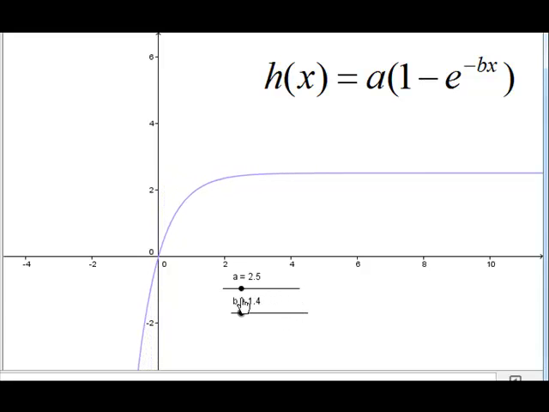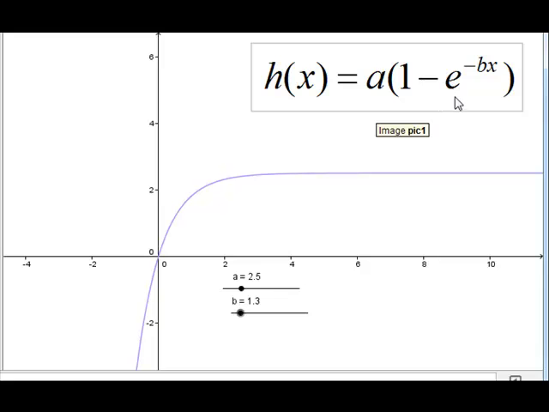So that just gives us a little bit of analysis of what happens as we adjust a and b for this family of functions.